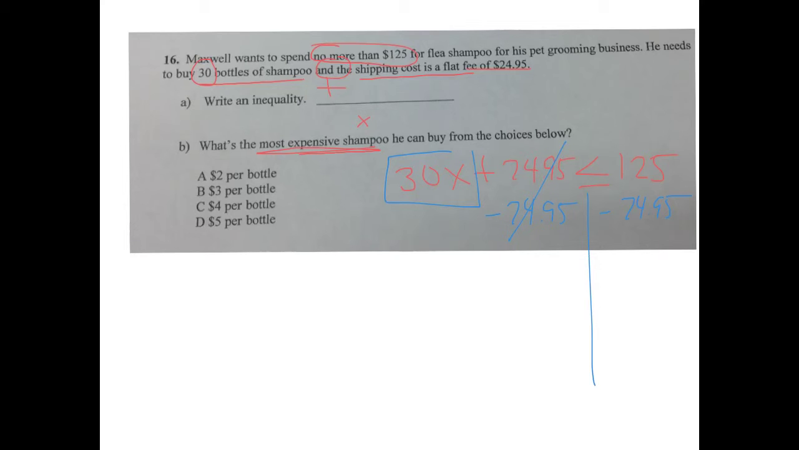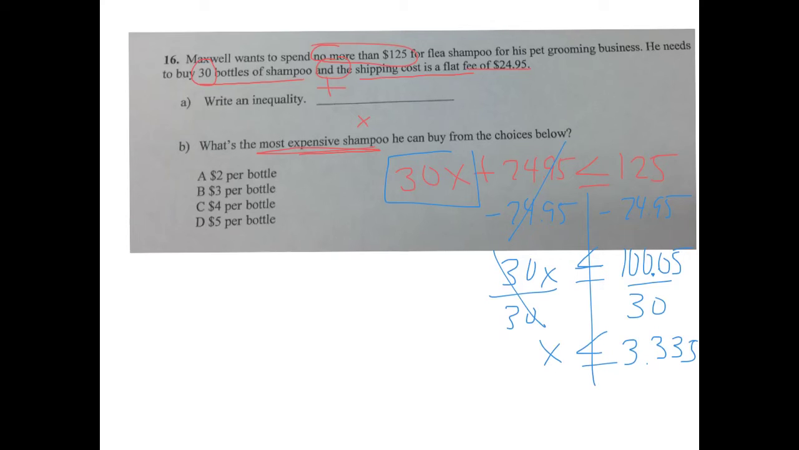That cancels out. I bring down my 30x is less than or equal to 125 minus $24.95, which is $100.05. When it's beside it, we divide by 30. I don't flip because that's a positive 30. Divided by 30, I get an answer of 3.335. Okay, and so remember that's money, so the decimals are okay.